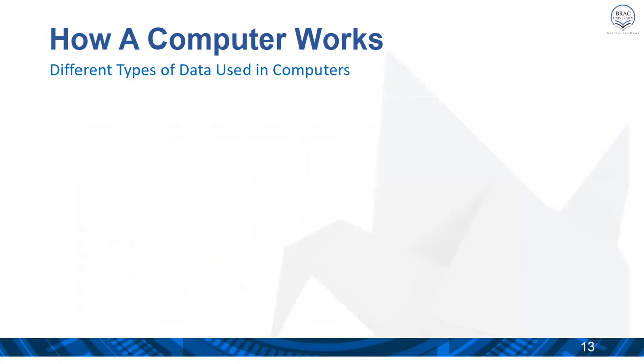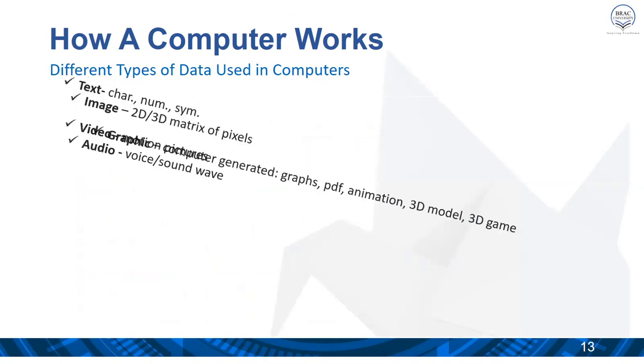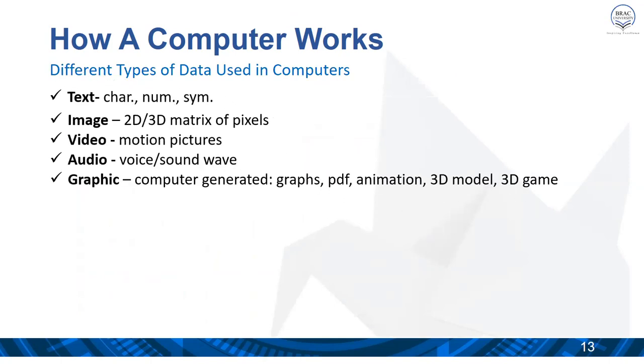Nowadays, the modern computer deals with not only text data, but also almost all types of data or information of the real world. All the data or information used by the computer are classified into 5 different types, such as text, image, video, audio, and graphic data.